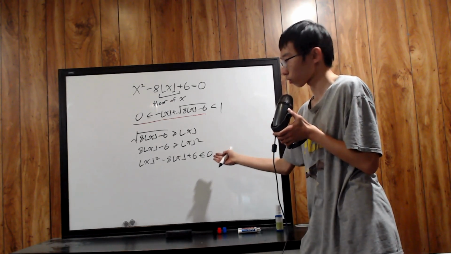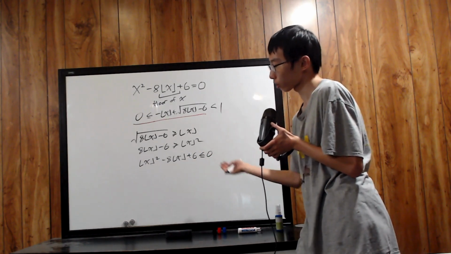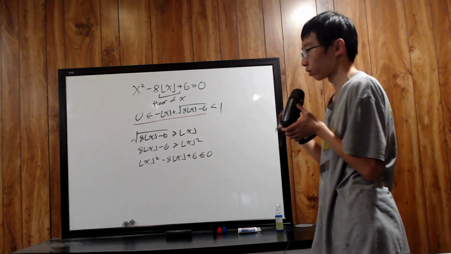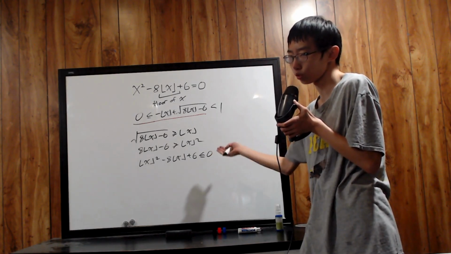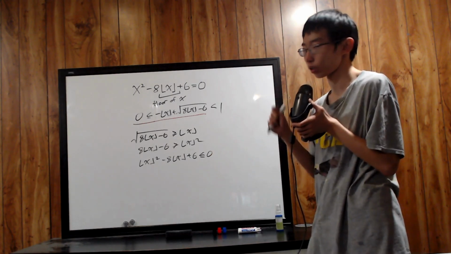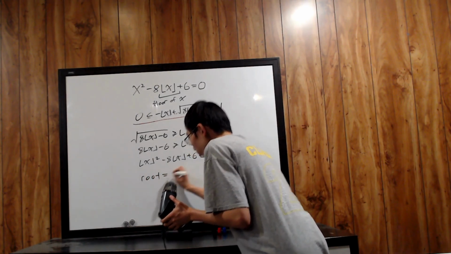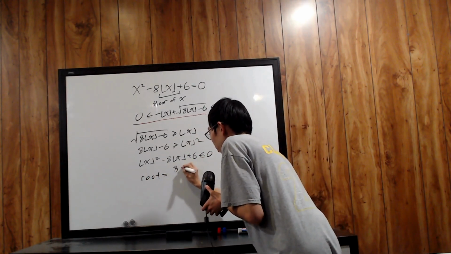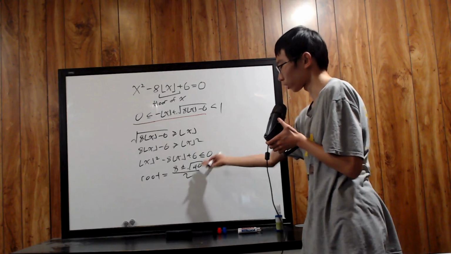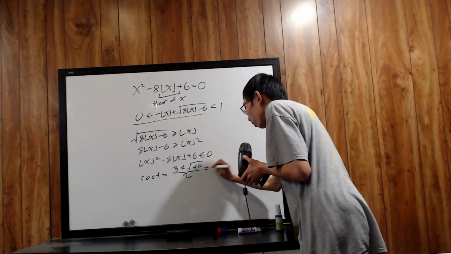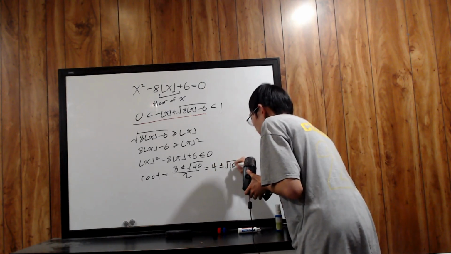Now, this is a quadratic expression in terms of floor of x. Now, we're going to get the roots of this quadratic expression. And it might not make any sense to solve the inequality by getting the roots, but it will in a second. I'll explain. First, let's get the roots. By quadratic formula, the roots would be 8 plus or minus square root of 40 divided by 2, okay? And we can simplify this even further by simplifying 2, 4 plus or minus root 10.